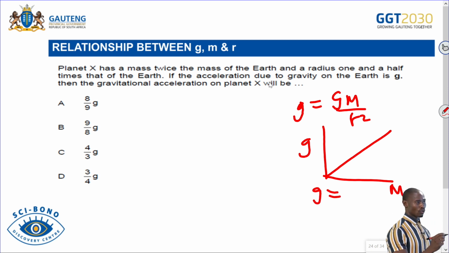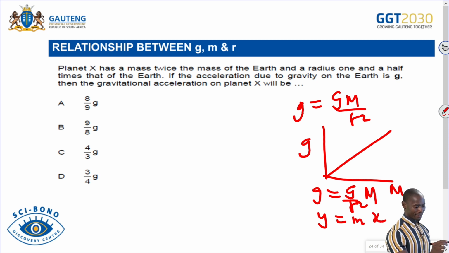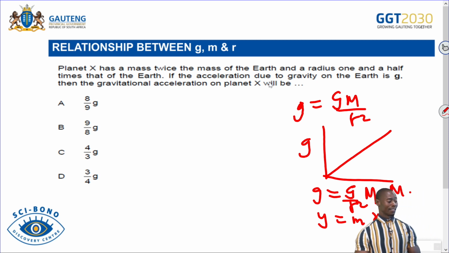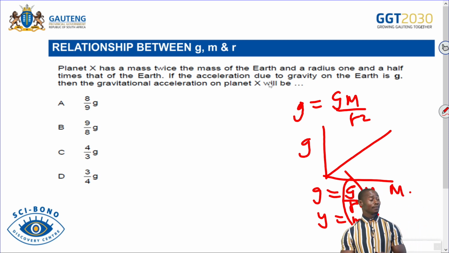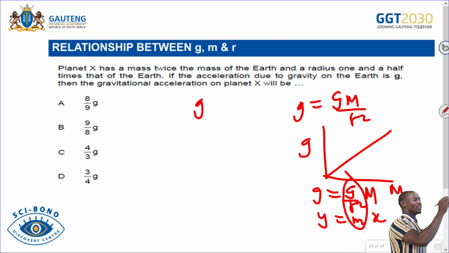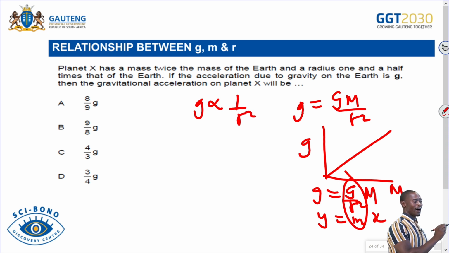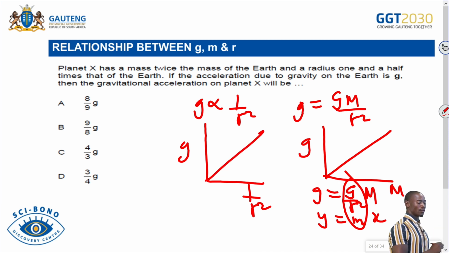G is equal to G over r squared times m. So it's y equals mx. Your x is the mass of the planet, and your y is gravitational acceleration. Then the gradient will represent G over r squared. And g is directly proportional to 1 over r squared. If here we have 1 over r squared, the relationship will be directly proportional. We have g equals GM over r squared.